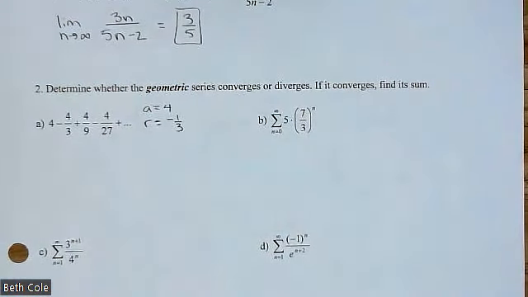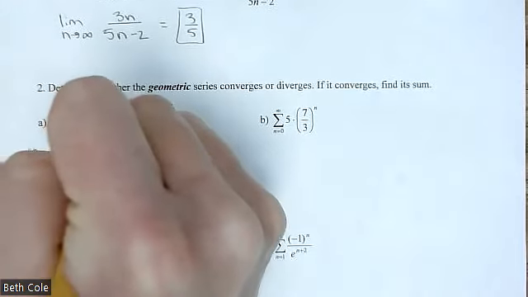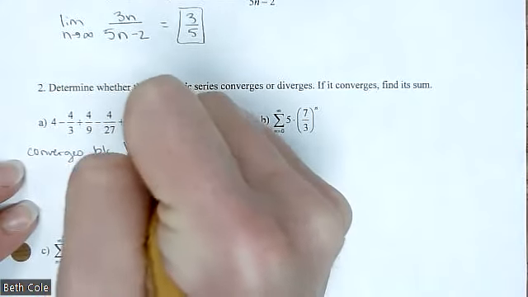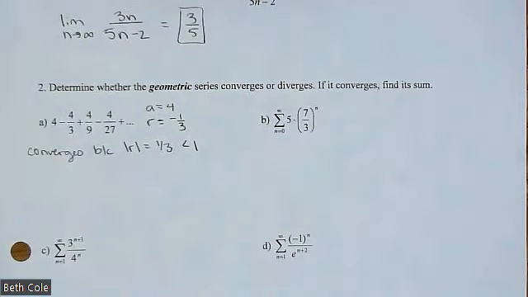So converges or diverges is your first question. Converges. So we would say converges because the absolute value of R is 1/3, which is smaller than 1. I'm not going to make you say that it's geometric because I told you it was geometric in the problem. But let's say they were all mixed up. I would want you to say it's geometric. Do you get what I'm saying there? If it's all mixed up and you're not told, you need to mention this is geometric.